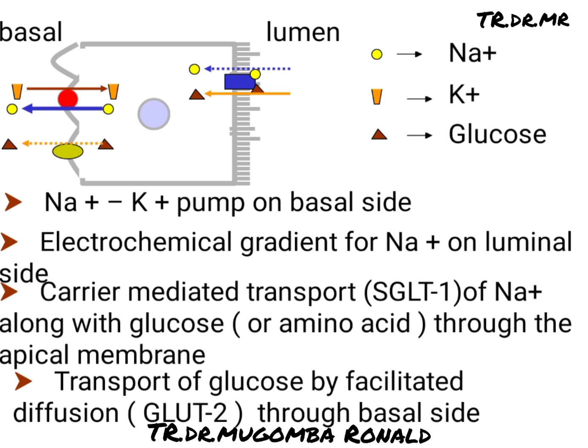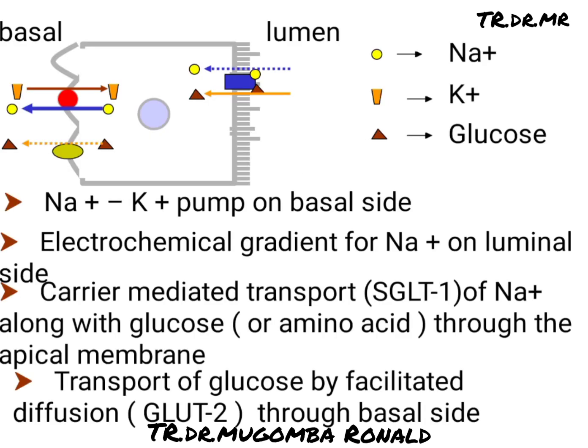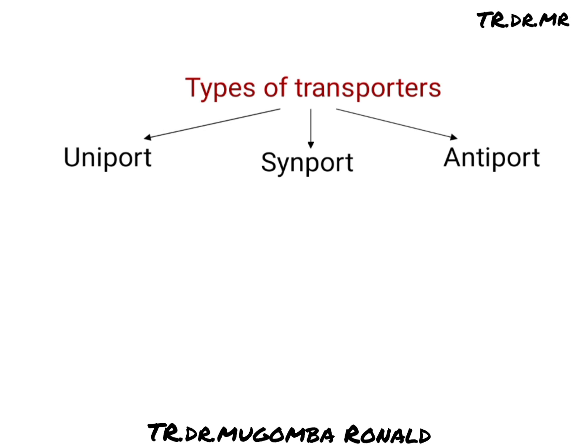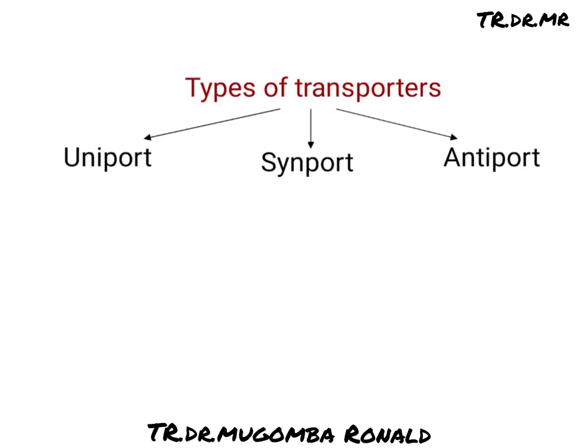That's an example. So when you look at the different transporters that we have in our body cells, there are very many different categories. We have the uniport transporters, we have the symporters, we have the antiporters. Now, when you look at the uniporters, they transport only one molecule across the cell membrane.